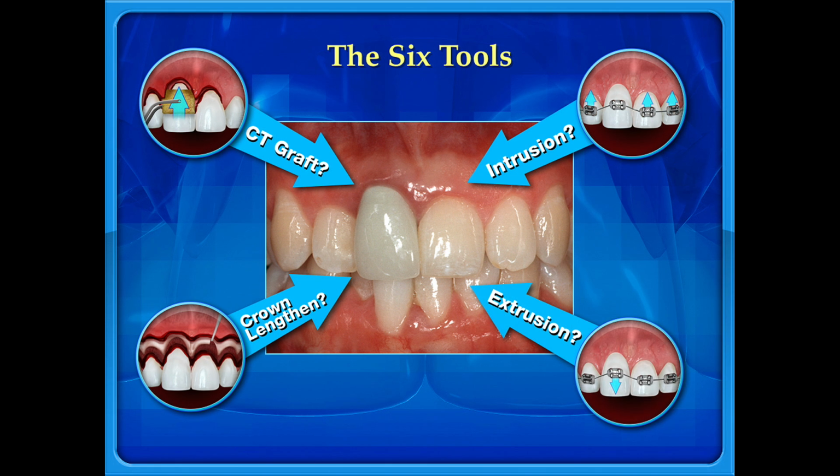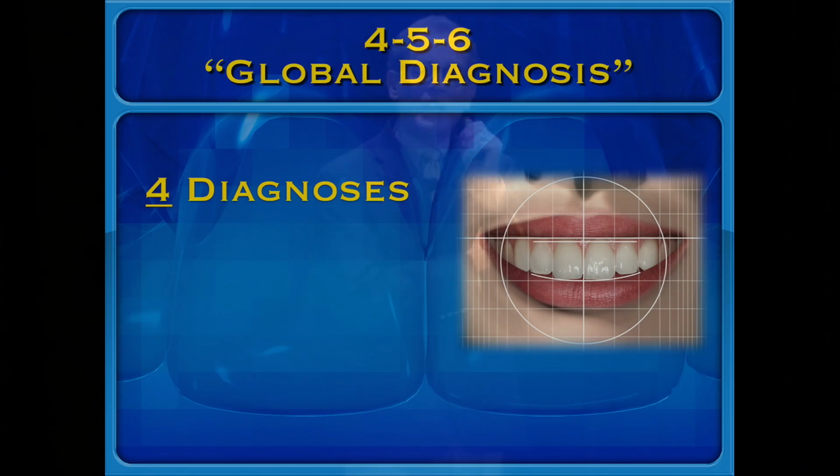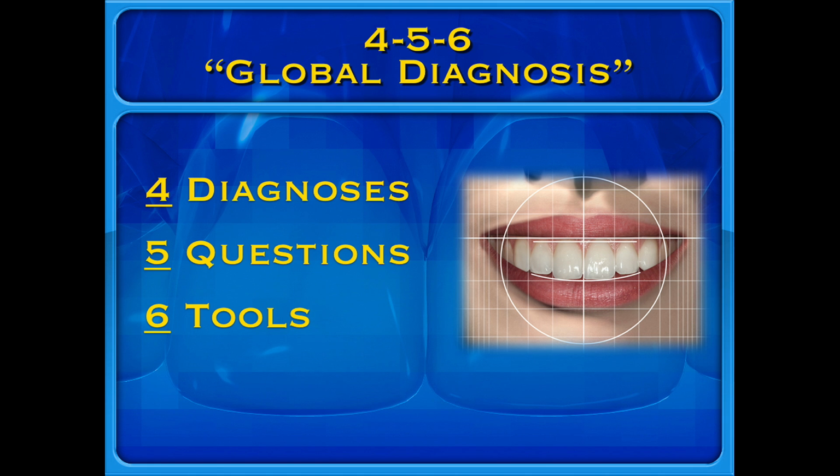So that's 4, 3, and 4. And the 5th one is surgery. That would include orthognathic surgery, extraction, and implants. And the 6th tool is plastics. Plastics would include Botox, filler, and plastic surgery procedures. So at the end of the day, we only have 6 ways to fix a tooth gingiva problem in any patient. So we have 4 diagnoses, we've got 5 questions to lead us through the diagnosis, and we've got 6 tools to correct any discrepancy that we see.